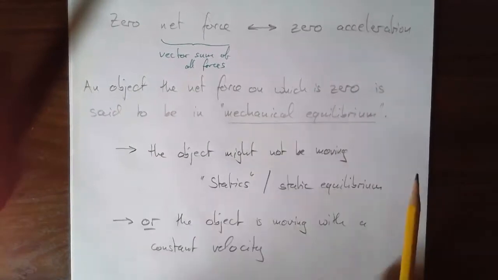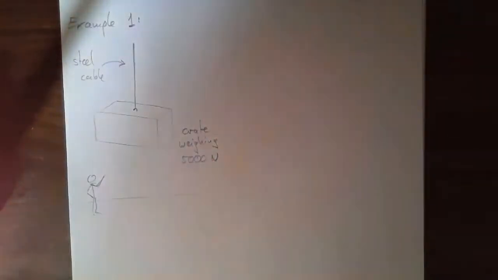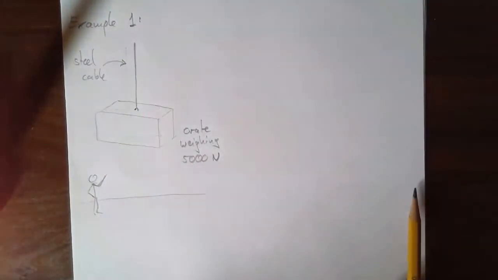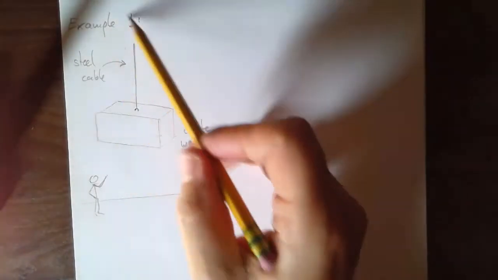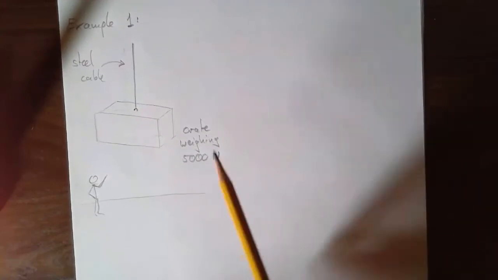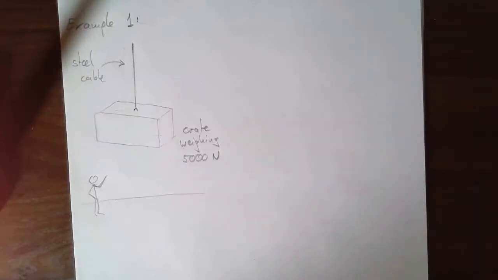Okay, so now let's just look at some examples to see this in action. So here's my first example. Think about it. Imagine I have some kind of crate. It's very heavy, and it's hanging from a steel cable. Maybe it's attached to a crane or some kind of pulley system really high up. I'm not going to worry about that. And I know that the crate weighs 5,000 newtons.